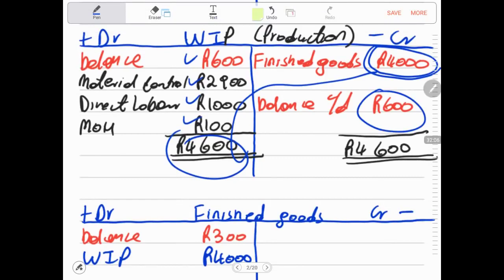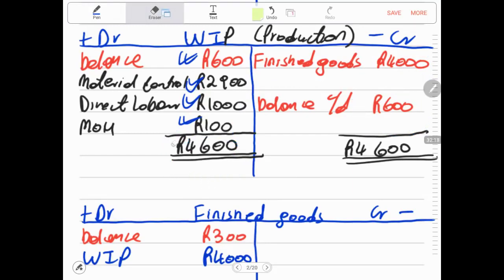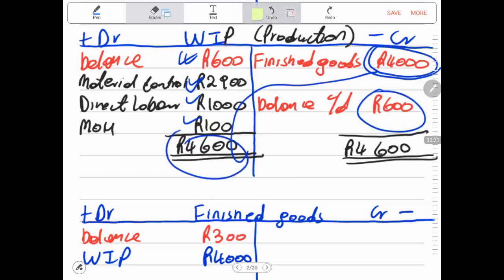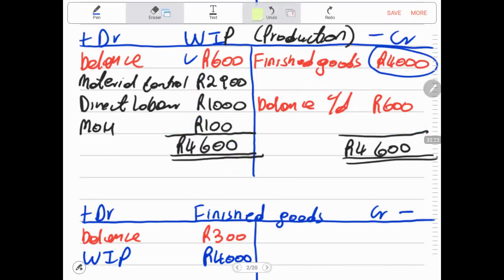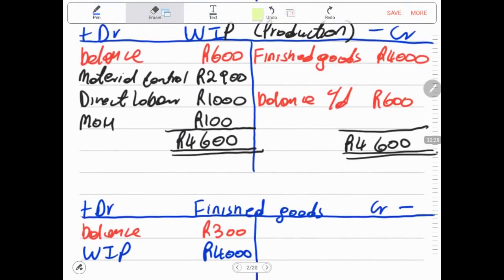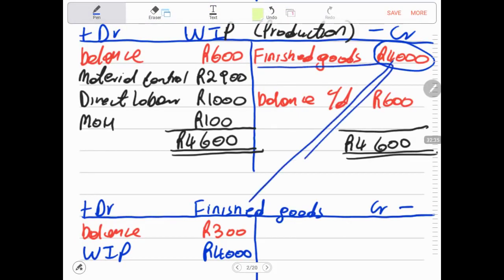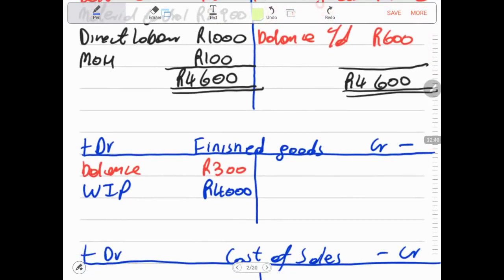Or sometimes you have to say opening plus material plus labor plus overheads minus closing inventory to determine how much was finished. So now this will be what you will be doing in case you are provided information in that format. So now this is where we are, and we say now when the 4,000 was finished, then we need to transfer this into the finished goods account. For every credit entry, there should be a debit entry. That is the double entry rule from Financial Accounting 1.